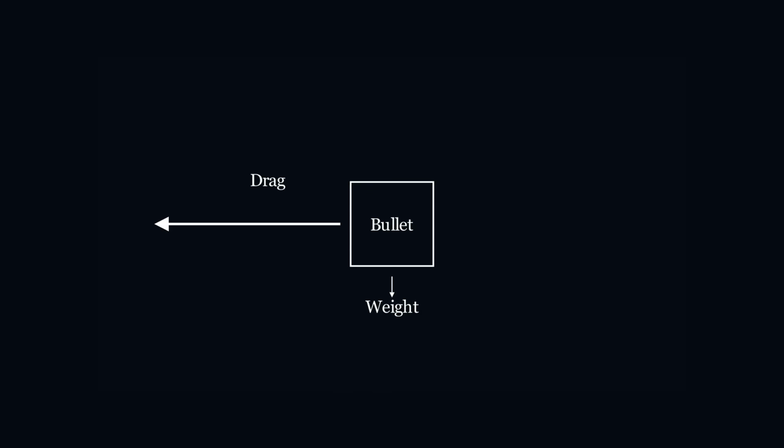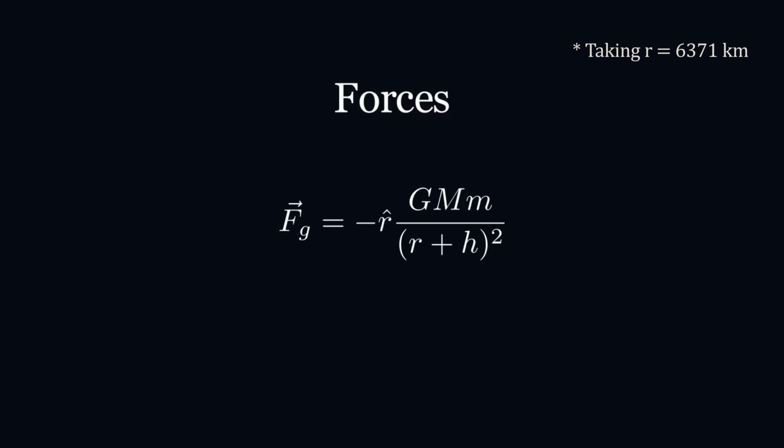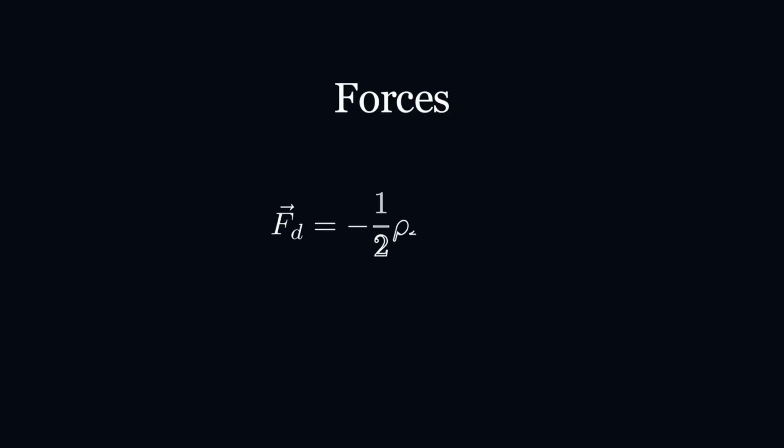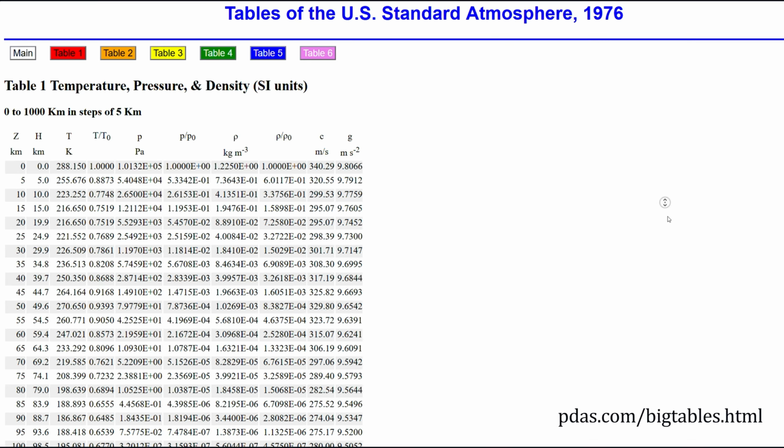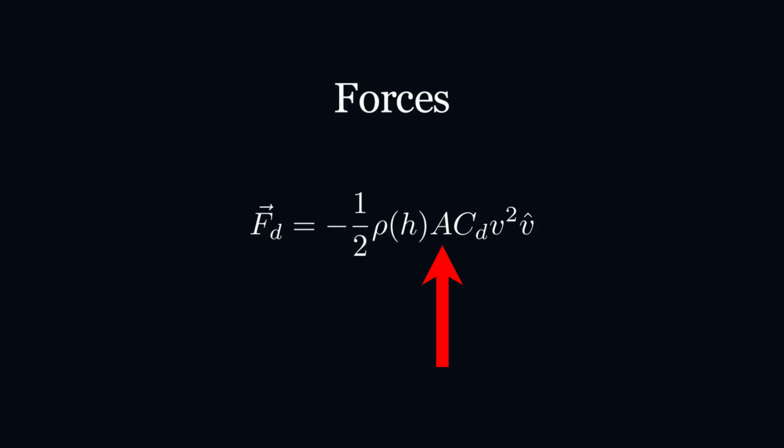It's actually quite simple, it's just drag and weight. The first force we have is gravity. And since distance also changes with height over the ground, we can also add that into the formula. Now, let's handle drag. Drag is based on the air density, which decreases exponentially with altitude, and we will sample it from a table given by NASA in the 1970s. Next is the cross-sectional area, so just a circle in our case.